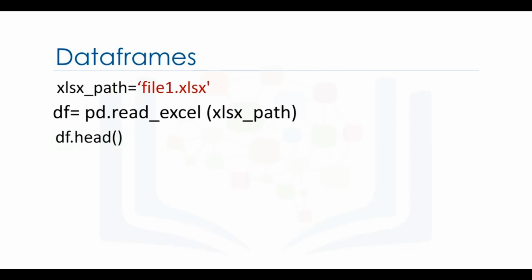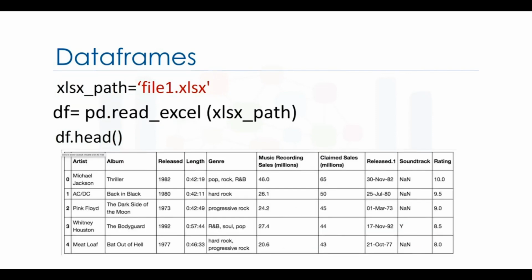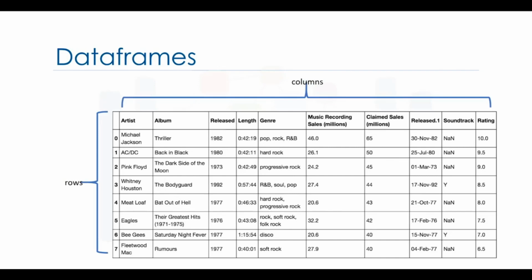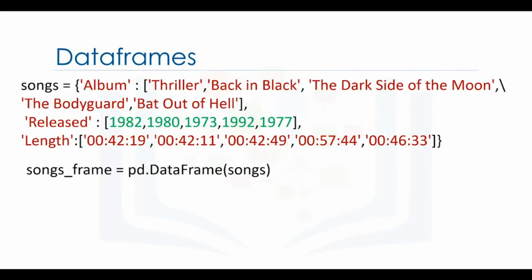The process for loading an Excel file is similar. We use the path of the Excel file. The function is read_excel. The result is a data frame. A data frame is comprised of rows and columns. We can create a data frame out of a dictionary.